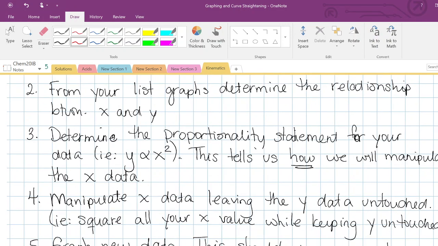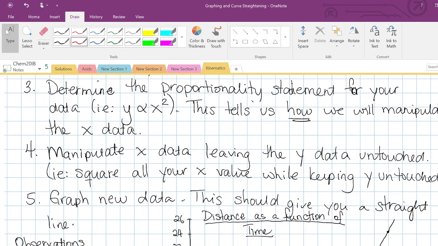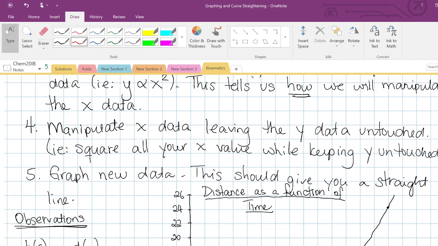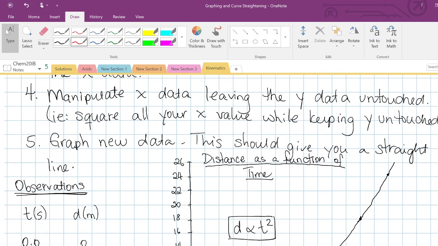Step 4 is we're going to manipulate the x data and leave the y data untouched. Since we know that the relationship for this example is y is proportional to x squared, we're going to square every single data point in the x column. After we've manipulated that, we've got our brand new data table. We're going to graph this new data, and this should give us a straight line.